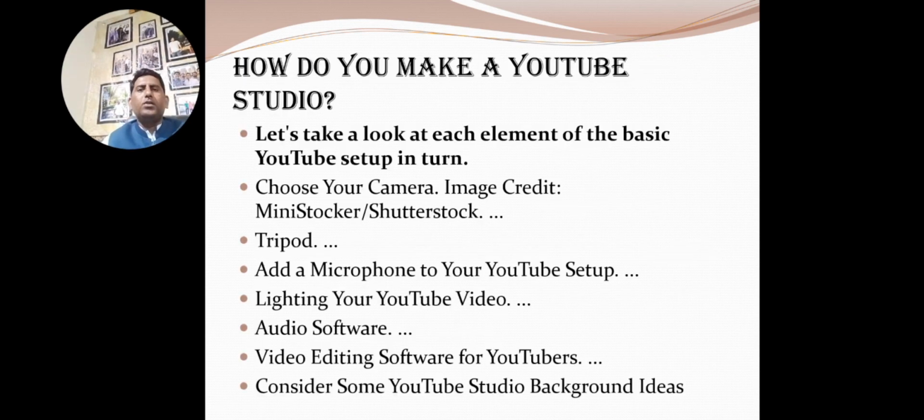And the next one is, how do you make a YouTube studio? Let's take a look. How many points did I give you? 7 points. These are very important if you want to make a YouTube studio. Especially, 7 points I explain one by one. Choose your camera, tripod, add a microphone, lighting your YouTube video, audio software, etc.